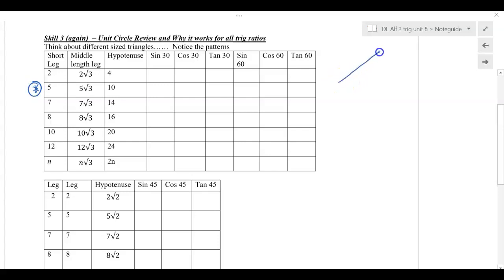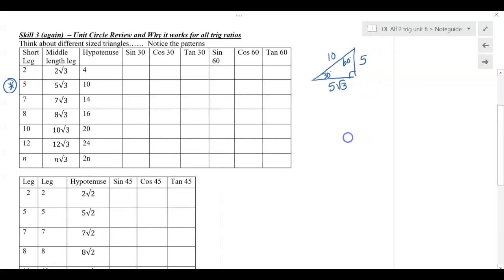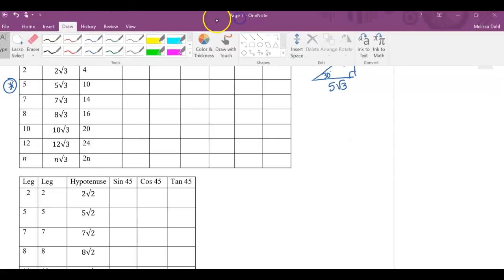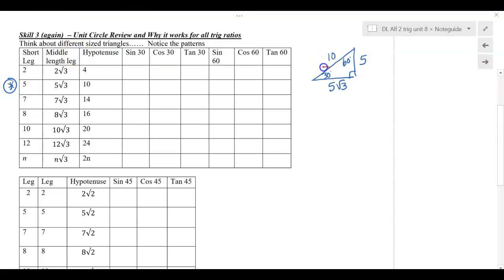So we said this was a 30, 60, 90. I'm going to fill that in here, where the short leg is 5, the other leg is 5 rad 3, and the hypotenuse is 10. At first, we're going to focus on the 30-degree angle, and we're going to fill in these ratios here: sine, cosine, and tangent of 30 degrees, specifically of this triangle.